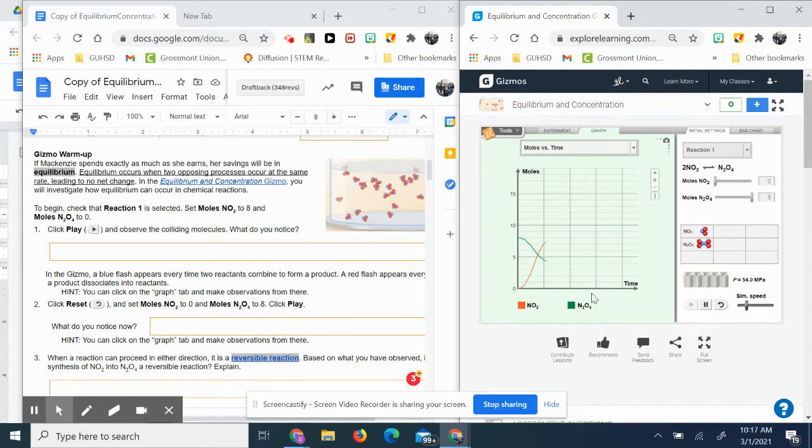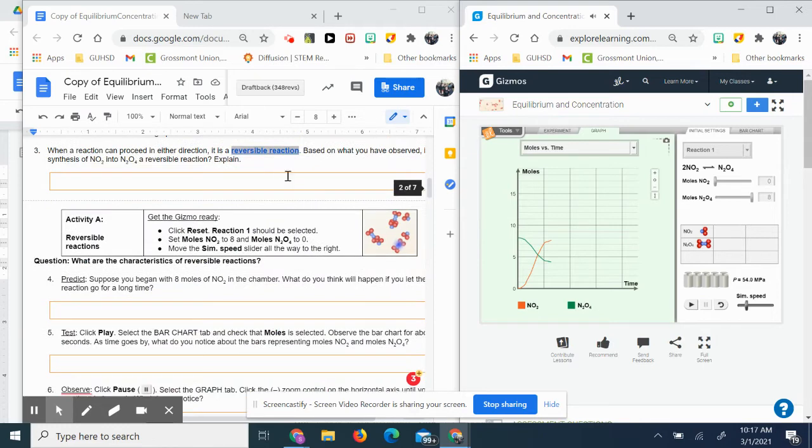Okay. Now here, I've included a link for reversible reactions. When a reaction can proceed in either direction, it's a reversible reaction. If you want to do a little bit of reading on that, you can, and then go ahead and answer this question. Then you're going to adjust the sim speed all the way to the right, like I've already done, and you're going to answer these questions.